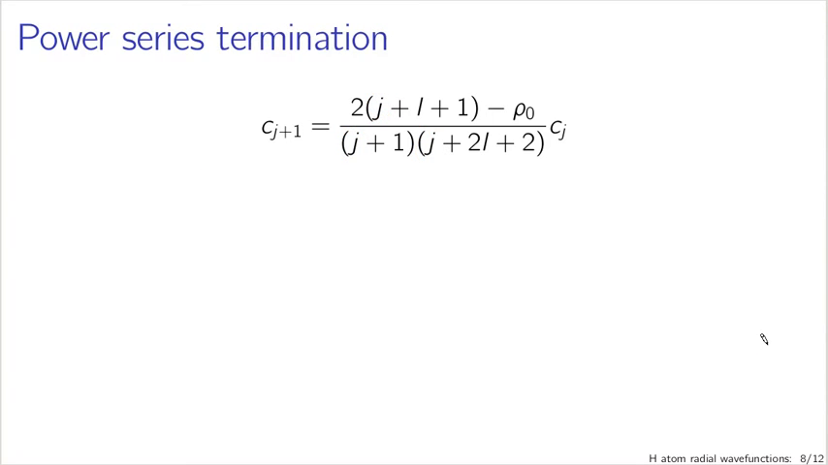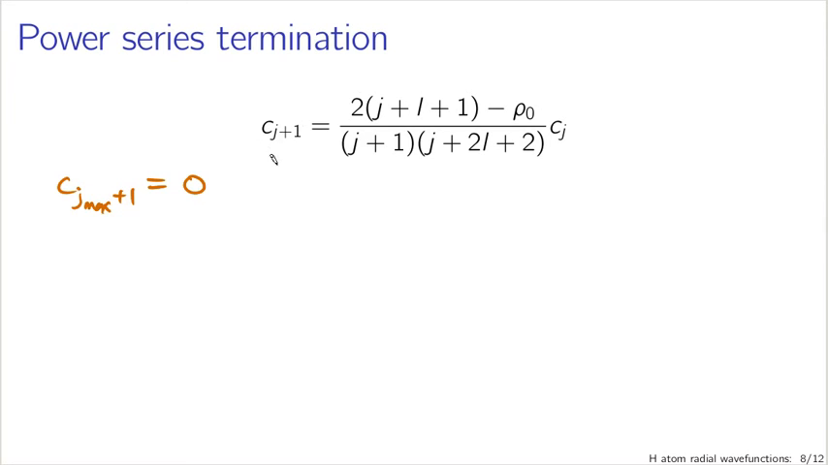What does termination look like for this power series? Well, it means that there's going to be some c sub j max plus 1. The power series coefficient one higher than the maximum power of j is going to be equal to 0. Once that's true, all the subsequent even higher powers are also going to be 0, since c sub j max plus 2 is just given in terms of c sub j max plus 1.